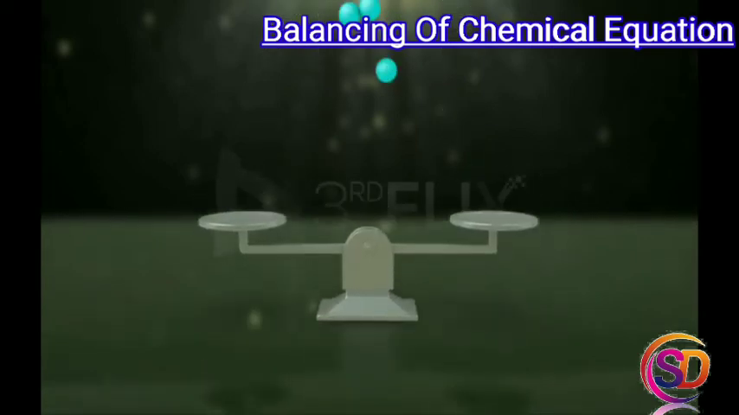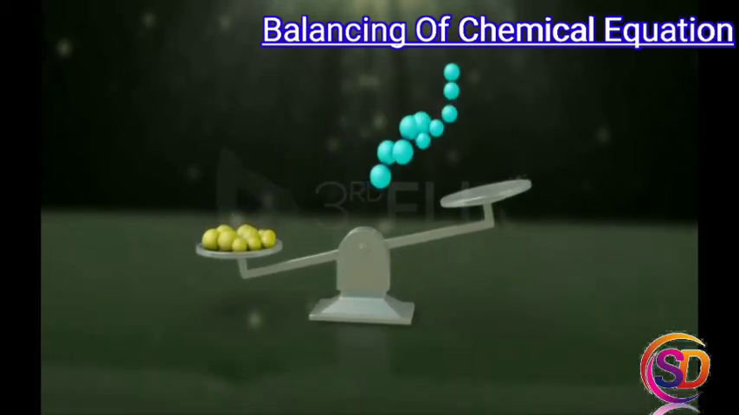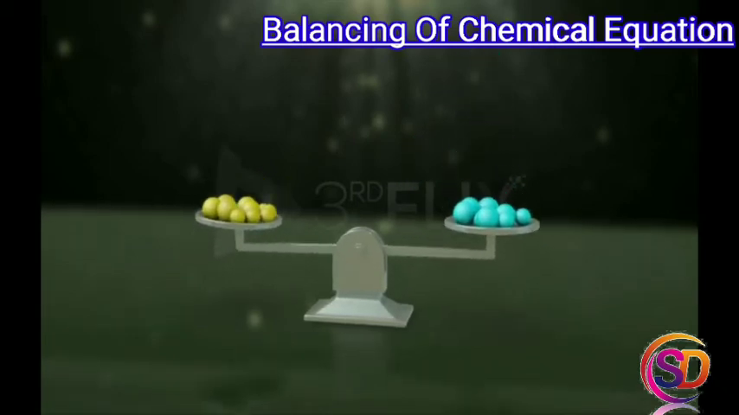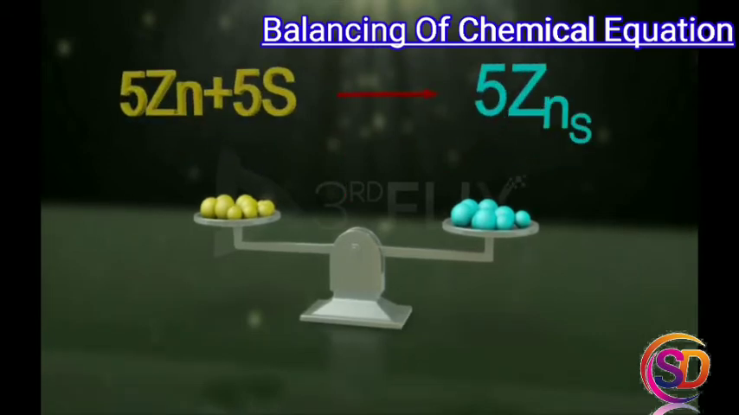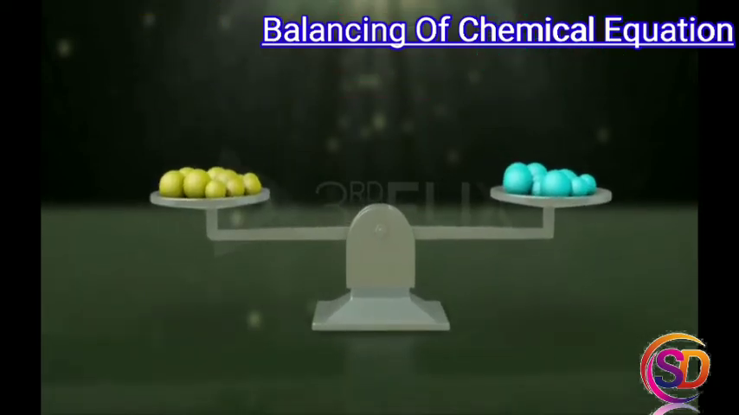If you take 5 zinc and 5 sulfur atoms and allow them to react, an equal mass of zinc sulfide is formed as a product. In this equation, an equal number of atoms of each element are present on both sides, hence it is called a balanced chemical equation. Let's begin how to balance a chemical equation.